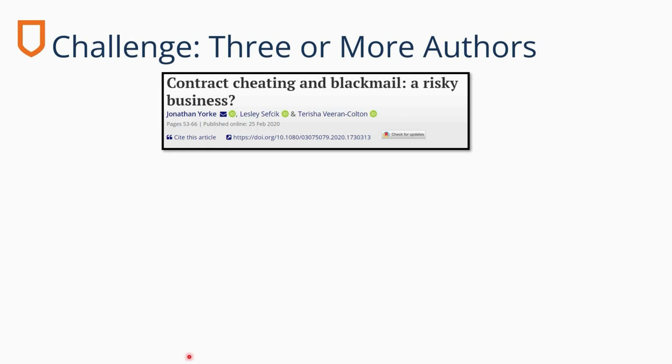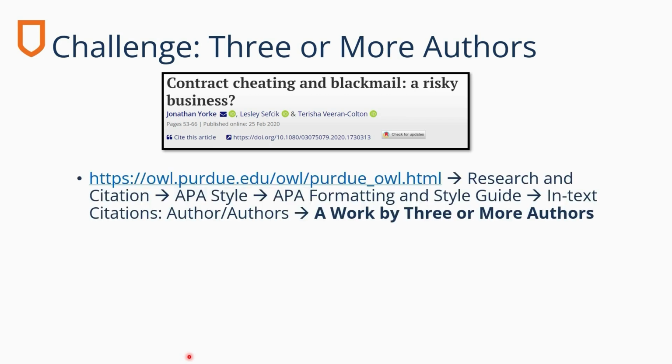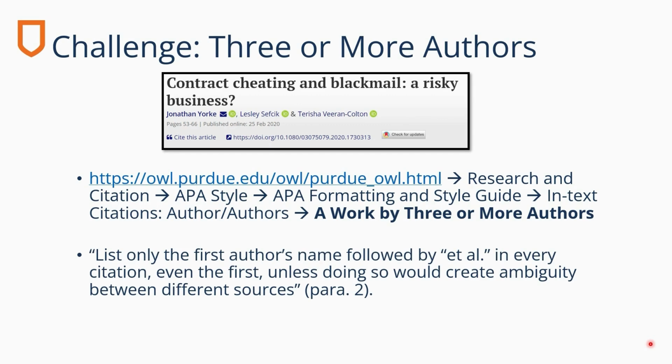Now first, if you can't remember how to format a source with 3+ authors, where could you find that answer? Go to Purdue OWL, click on Research and Citation, followed by APA Style, APA Formatting and Style Guide, getting more specific here with in-text citations, author/authors, and scroll down to the example, a work by 3 or more authors. And this is what you'll find. List only the first author's name followed by et al. period in every citation, even the first, unless doing so would create ambiguity between different sources. Now take a moment to create your in-text citation for this article.